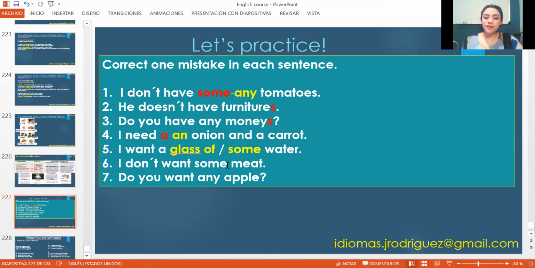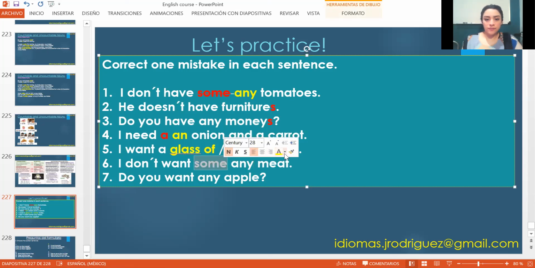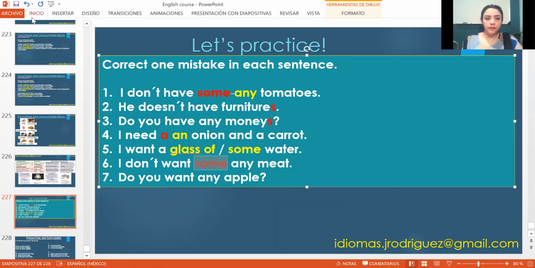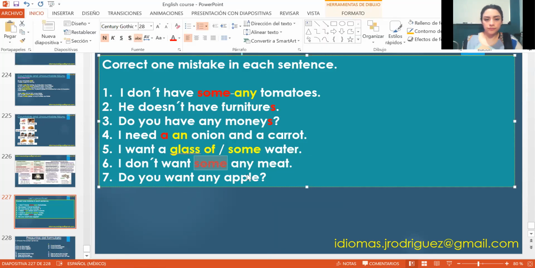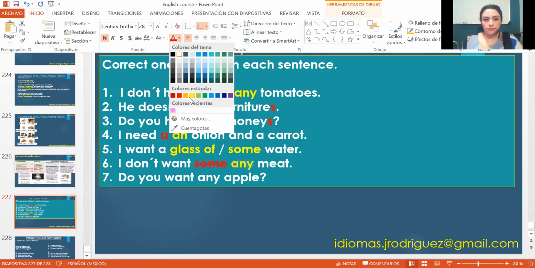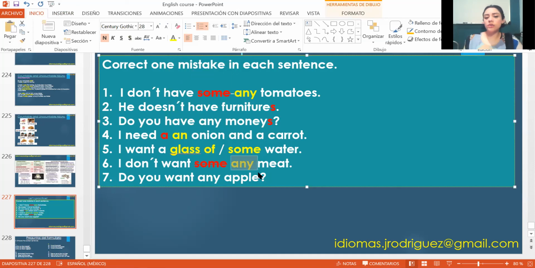Some meat. Then again is the same mistake. Any meat. Okay, yo no quiero nada de carne. Not some. I will say any. Why? Because it's negative. And we use any in negatives, right?